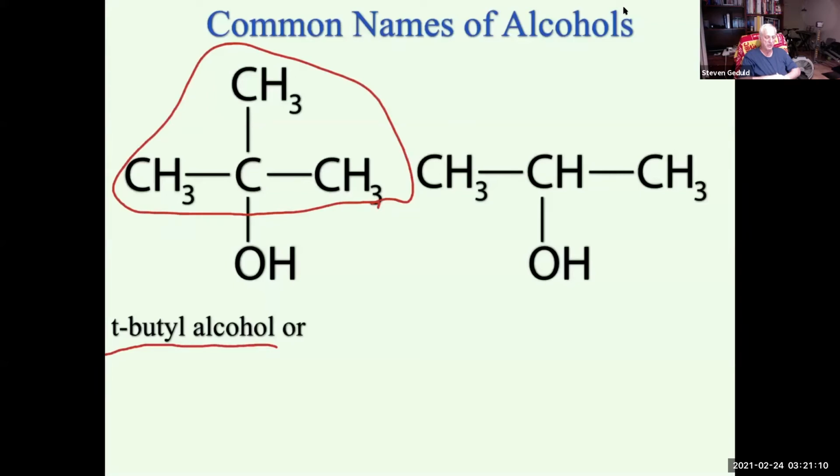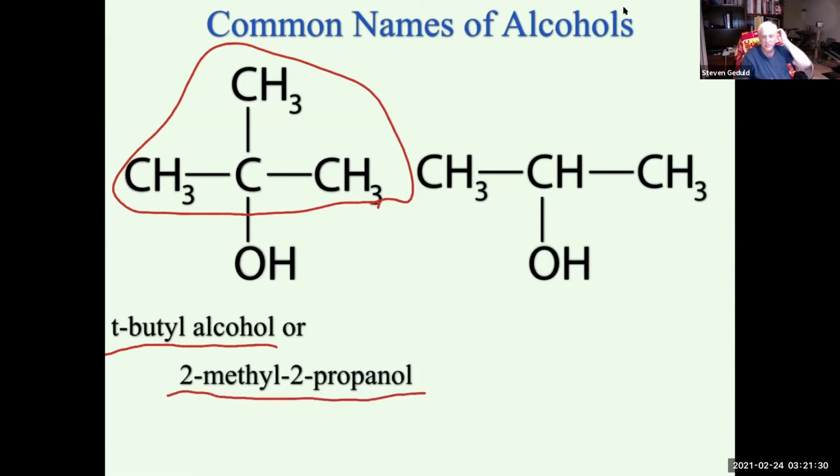Someone give me the IUPAC name for that thing. 2-methyl-2-propanol. You got it. Perfect. That's the IUPAC name. Propanol, you have 3 carbons. You have an OH group at number 2. You have a methyl group at number 2.